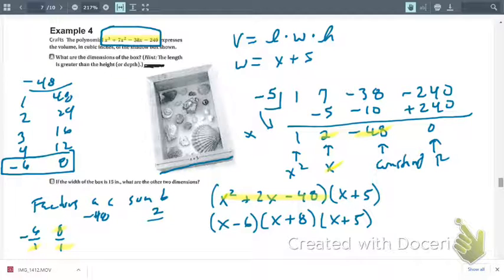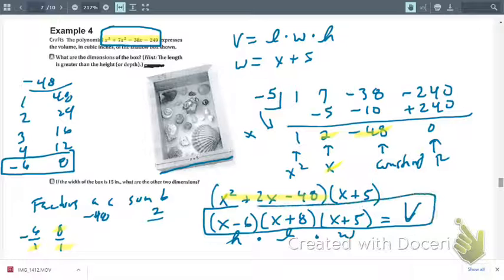So this is equal to the volume. We were told, and we were shown, that the x plus 5 is the width. It says in part A in the hint that the length is greater than the height. So x plus 8 is greater than x minus 6, so x plus 8 is going to be the length, and then x minus 6 is the height. Now we want to find what the dimensions are. So that is it right there. So volume equals all of that.